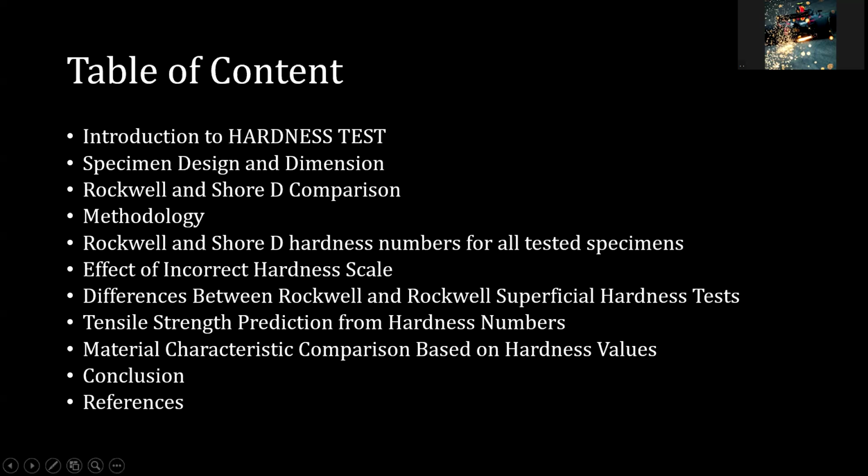And here is the table of contents for this presentation. I will start with an introduction to hardness testing, followed by a comparison of the Rockwell and Shore methods. Then the methodology used for testing, the hardness values obtained for all tested specimens, and the effect of using an incorrect hardness scale. And I'll also cover the difference between Rockwell and Rockwell superficial test, how tensile strength can be predicted from hardness number, and conclude with the comparison of material characteristics based on hardness value.